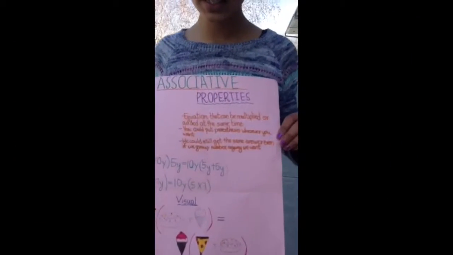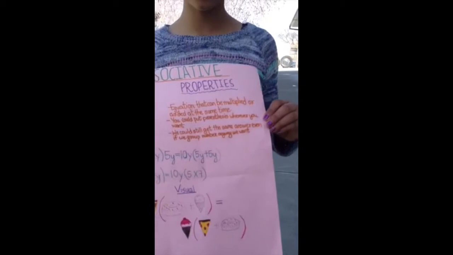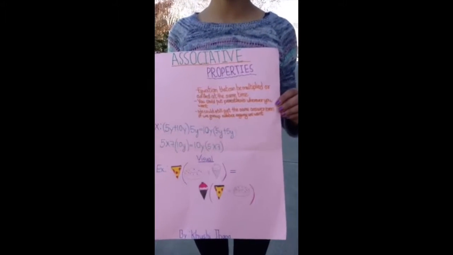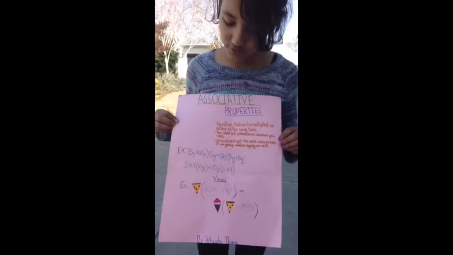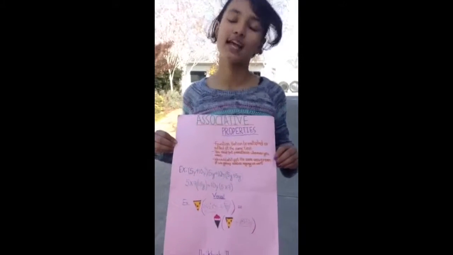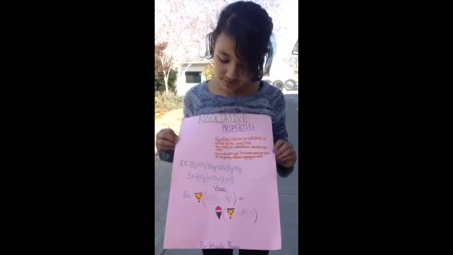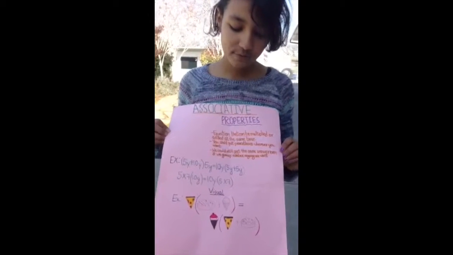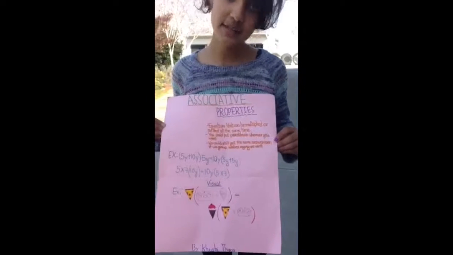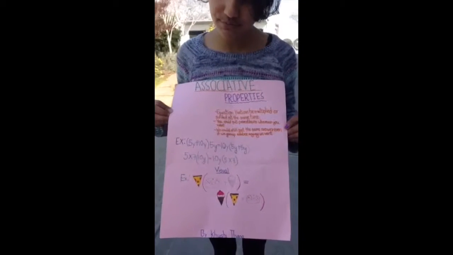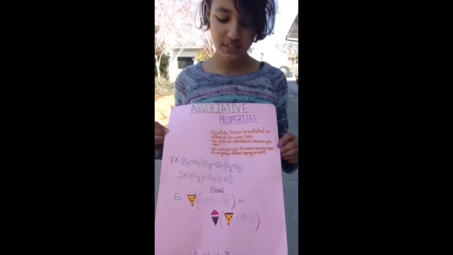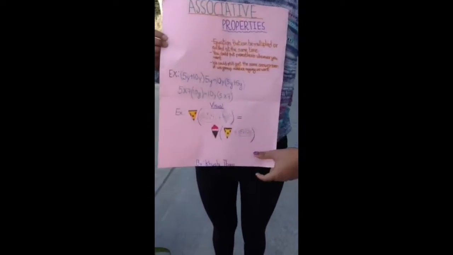So I did the associative property, and the associative property is an equation that can be multiplied or added at the same time, and you can also change the parentheses wherever you want. My example for addition is 5y plus 10y plus 5y equals 10y plus parentheses 5y plus 5y. And the multiplication example is 5 times 7, parentheses 10y, equals 10y, parentheses 5 times 7, and this is a visual.